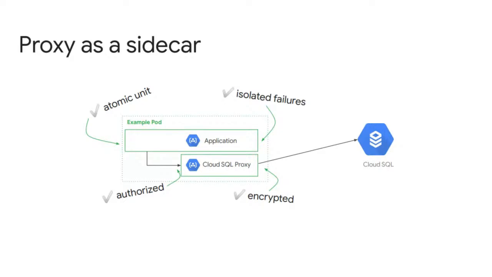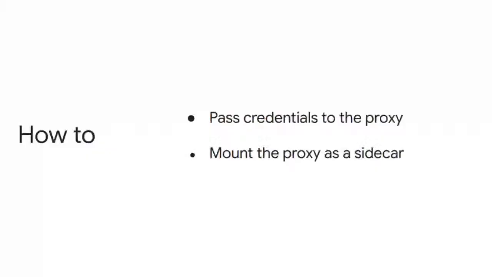And finally, it's encrypted. So your data is fully protected and no worries about any accessing from the external traffics. Okay, so now I think that we're convinced to use the Cloud SQL proxy sidecar. But how? Let's talk about deploying a cloud proxy. The first thing we need to do is to pass credentials to the proxy. Then we mount the proxy as a sidecar.